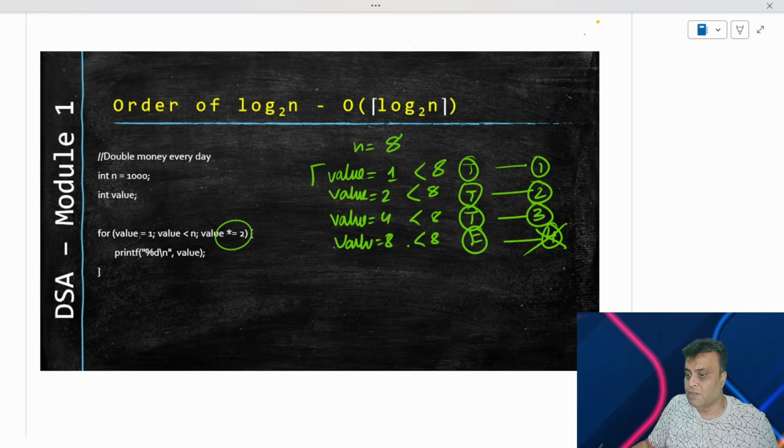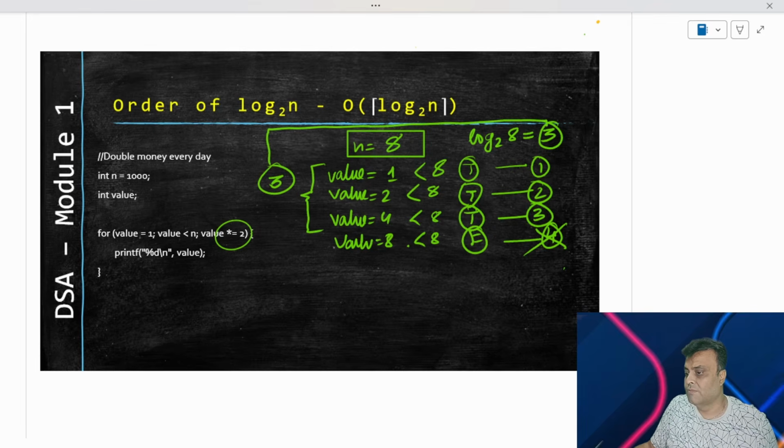How many times have we run this? We have run this 3 times. And how did we get this 3? We got this 3 because our n was 8, right? And we have just now proven the time complexity is log base 2 of n. So log base 2 of 8 is equal to 3, and that 3 is what we have here.